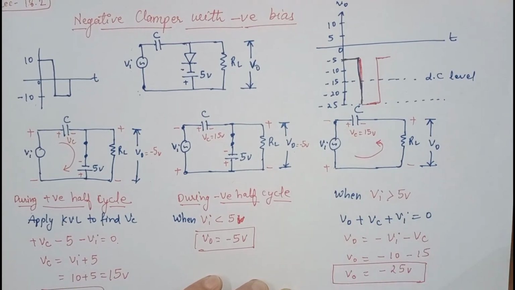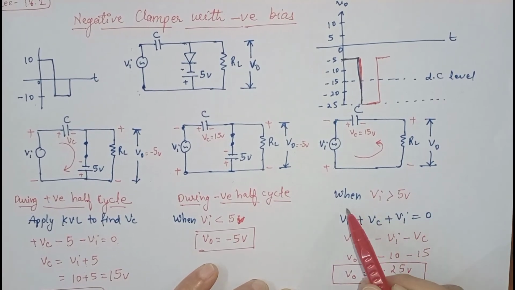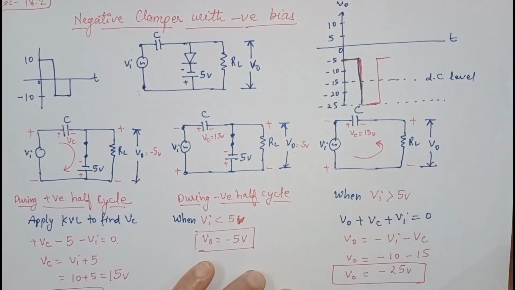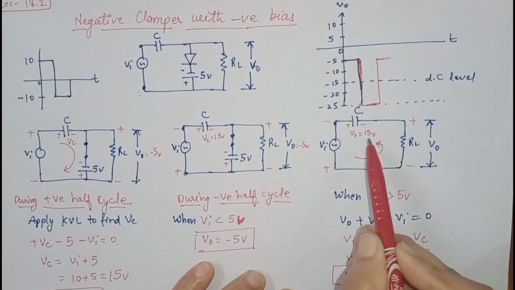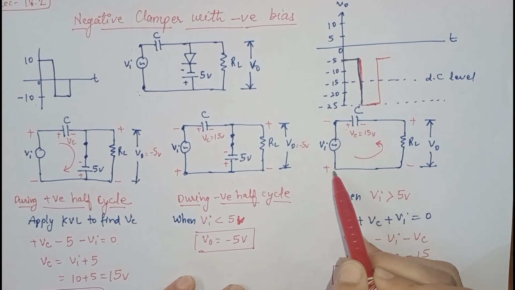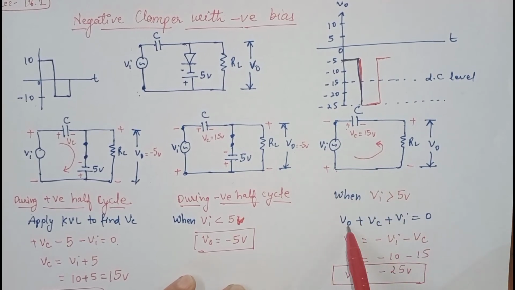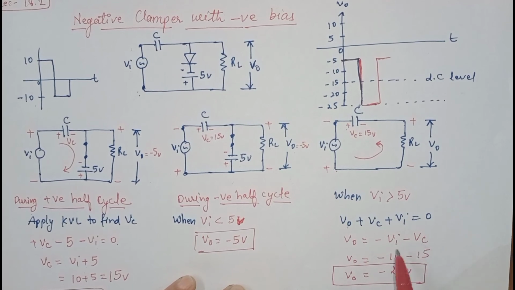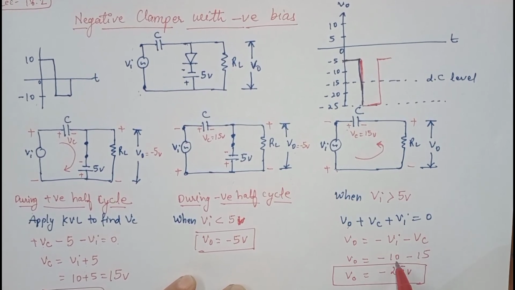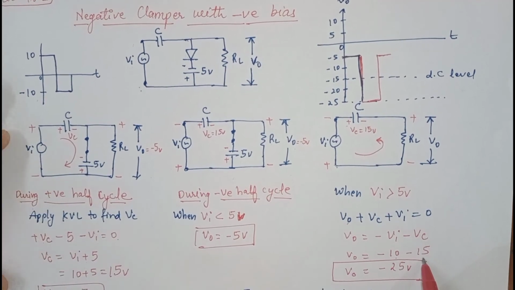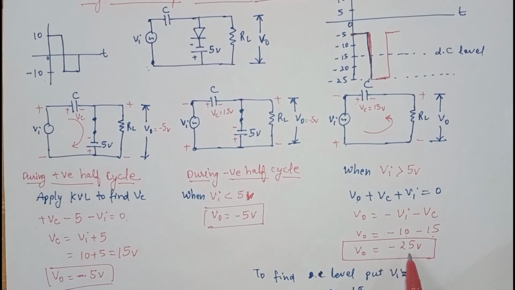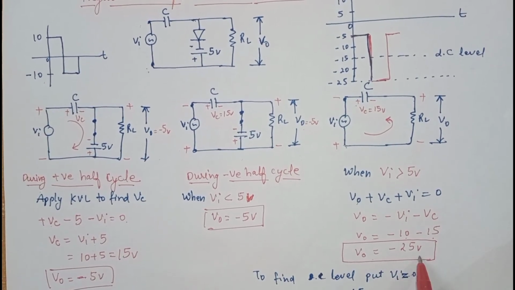Now we will find the output voltage in this case when the input is greater than this 5 volt. We will apply KVL in this loop. V output plus VC plus VI equals to 0. Now output will be equal to minus VI minus VC. Here VI is equal to 10 volt and VC is 15, as we found earlier. So the output voltage will be equal to minus 25.